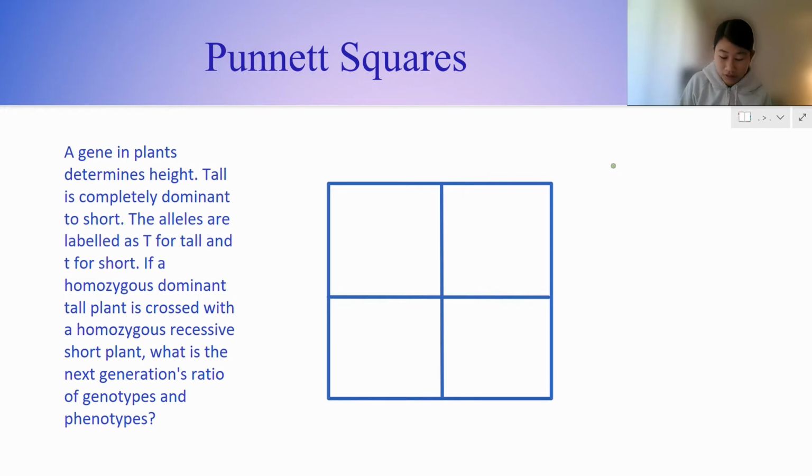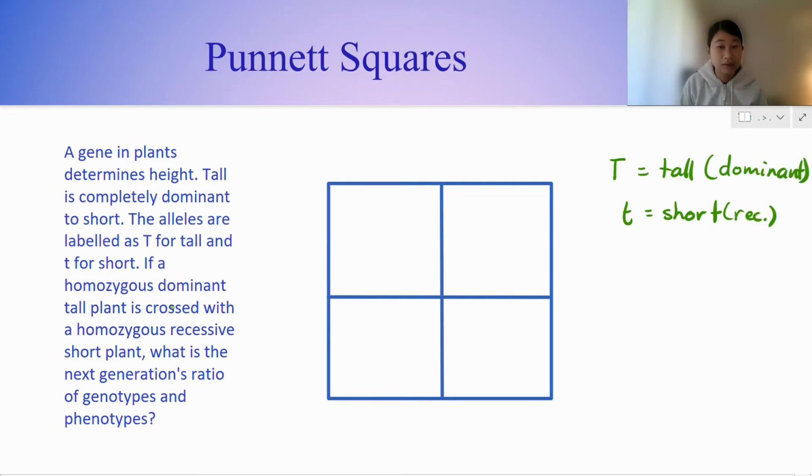So now let's write some notes on this side. Tall is indicated by large T, and short is indicated by little t. And we know that this one's going to be dominant. And now let's find the genotypes of the parents. So one of the parents is homozygous dominant. Okay, so homozygous dominant means that both alleles are dominant. So one parent is big T, big T. The next parent is homozygous recessive, meaning that both alleles are recessive. So the other parent's going to be little t, little t. These are the parents, okay?